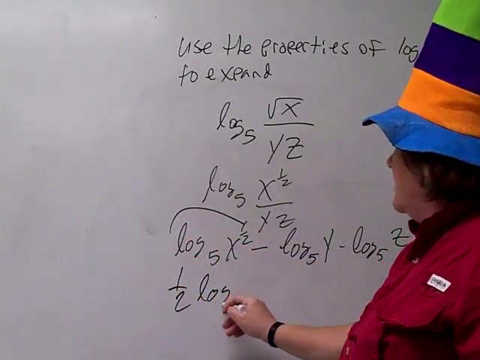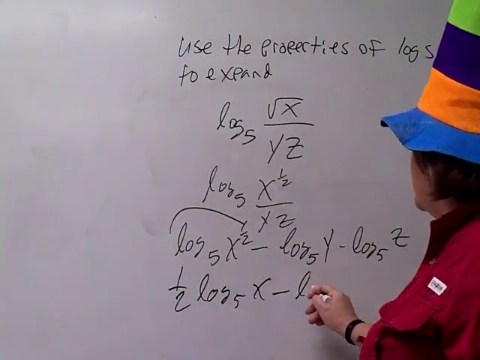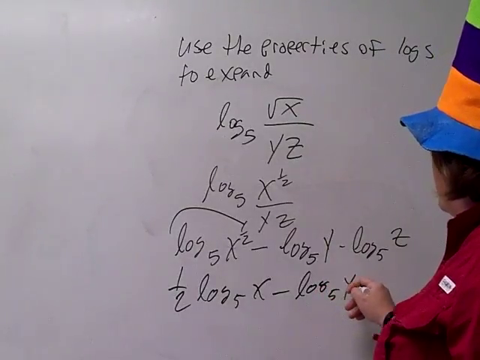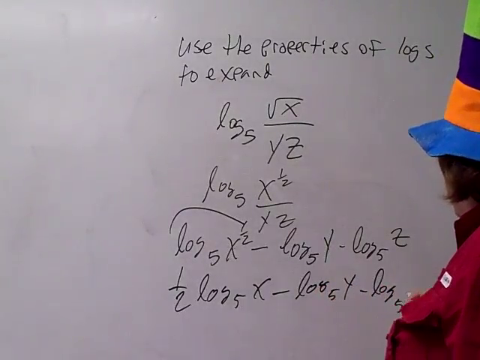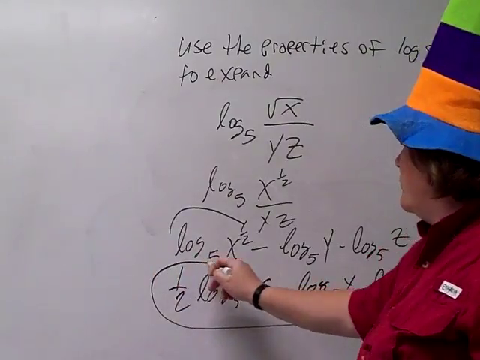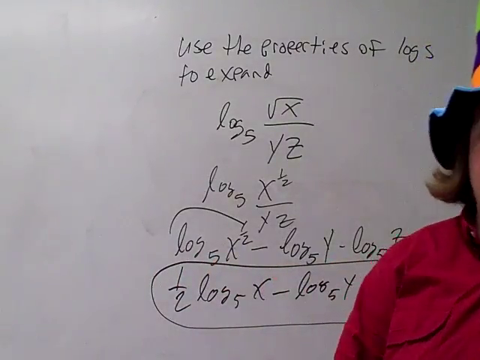1/2 log base 5 of x minus log base 5 of y minus log base 5 of z. So we went from 1 log to 3 on that one. Good job.